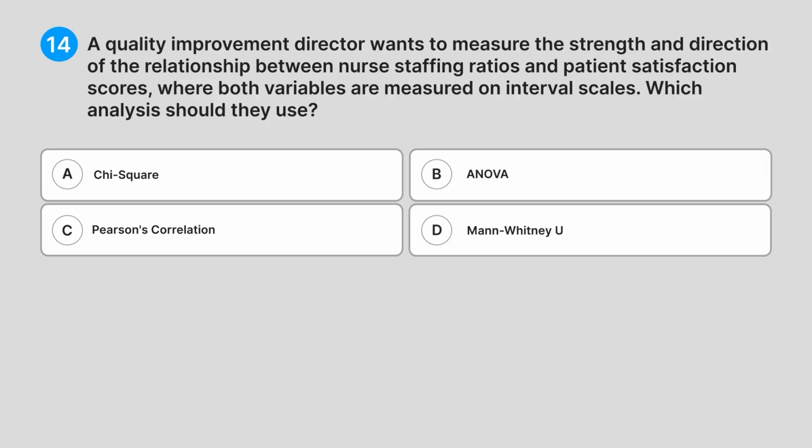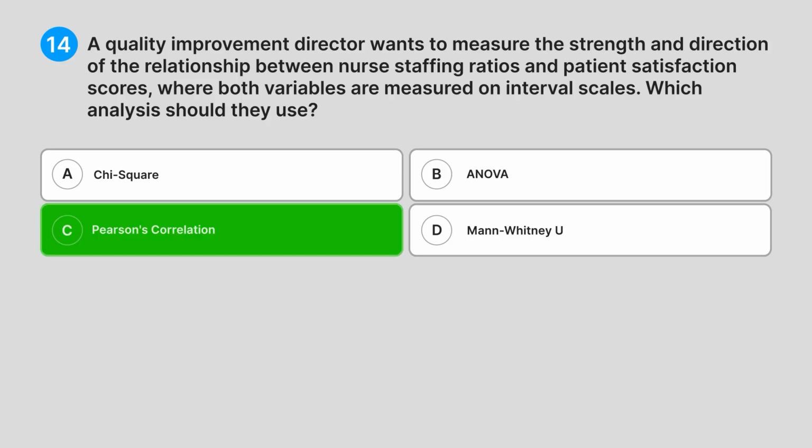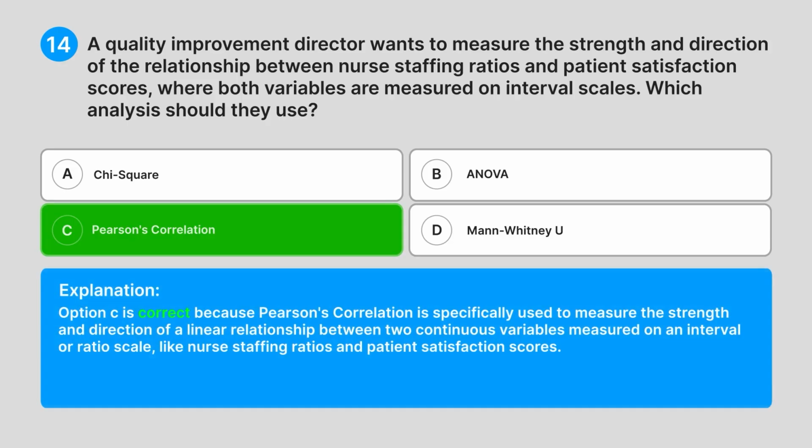Correct answer, C. Pearson's correlation. Explanation: option C is correct because Pearson's correlation is specifically used to measure the strength and direction of a linear relationship between two continuous variables measured on an interval or ratio scale, like nurse staffing ratios and patient satisfaction scores.